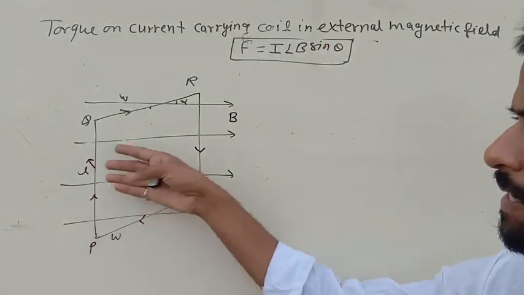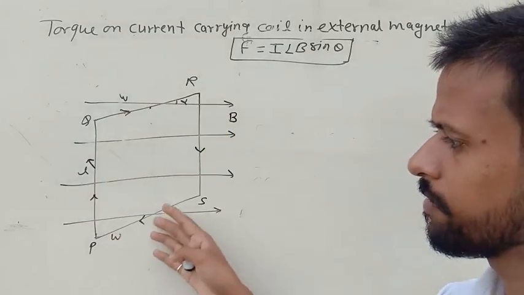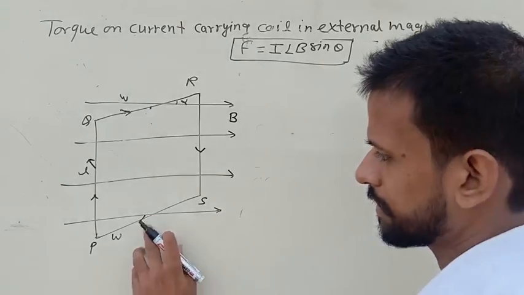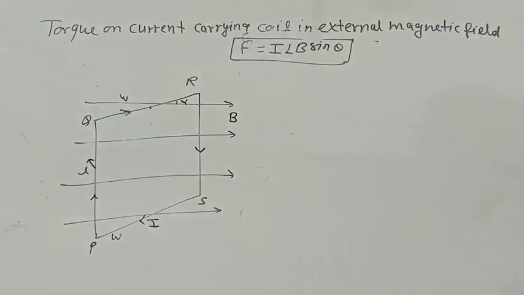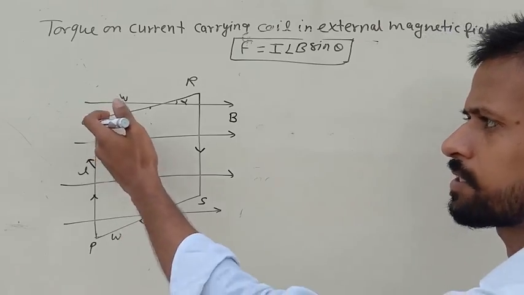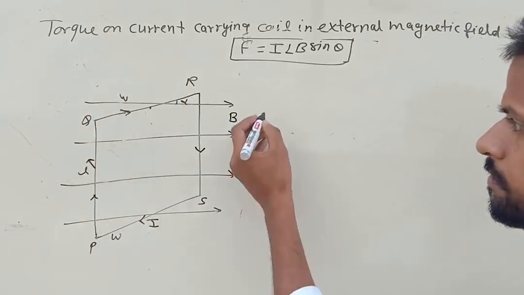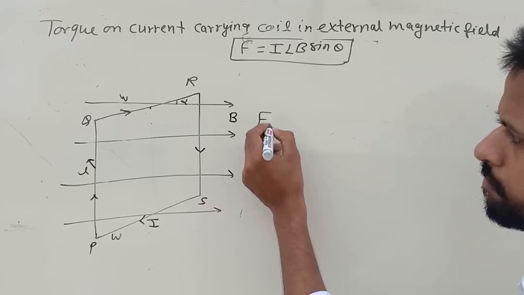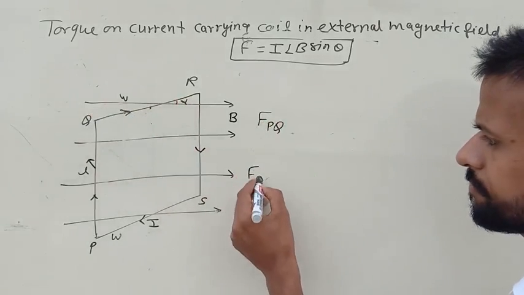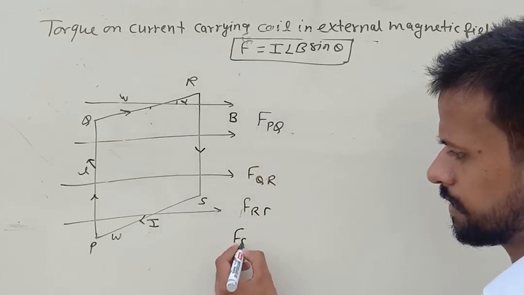So this is the direction of the magnetic field, strength is B, and here is a rectangular coil in which current I is flowing. We write here capital I. First of all, we calculate the force on PQ, force on QR, force on RS and SP.